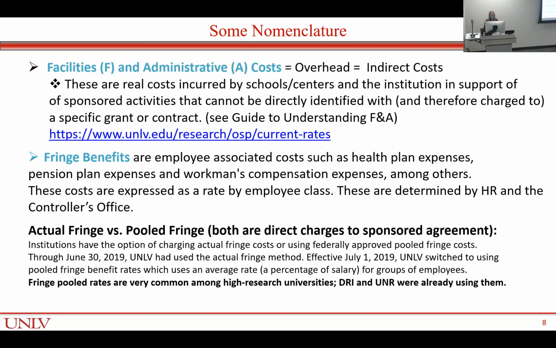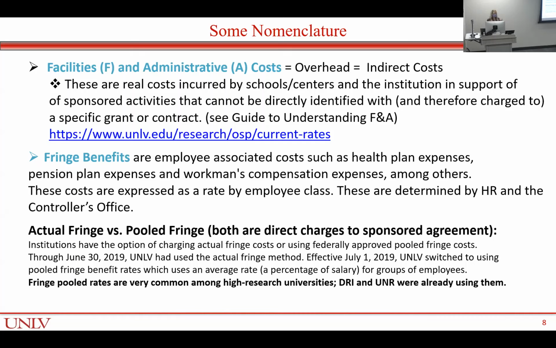Quickly, just some nomenclature, and I won't go into it too much, but the term FNA is thrown around a lot. I just wanted everyone to know that FNA does mean something, and it means facilities and administrative costs. Those are what's called the indirect costs or the overhead. So FNA, indirect, overhead, all interchangeable. And those are real costs that it takes to keep the lights on and the library open and the parking people working. And it's been federally negotiated for UNLV.